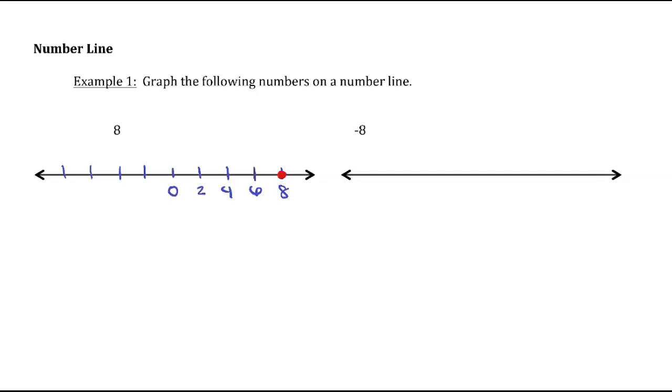Similarly for -8, if 0's in the middle and I have positives to the right, -8 will be to the left. And again, if I'm graphing a single value on a number line, I need a point on the number line at that location. Let's talk a little more about this idea of +8, -8.